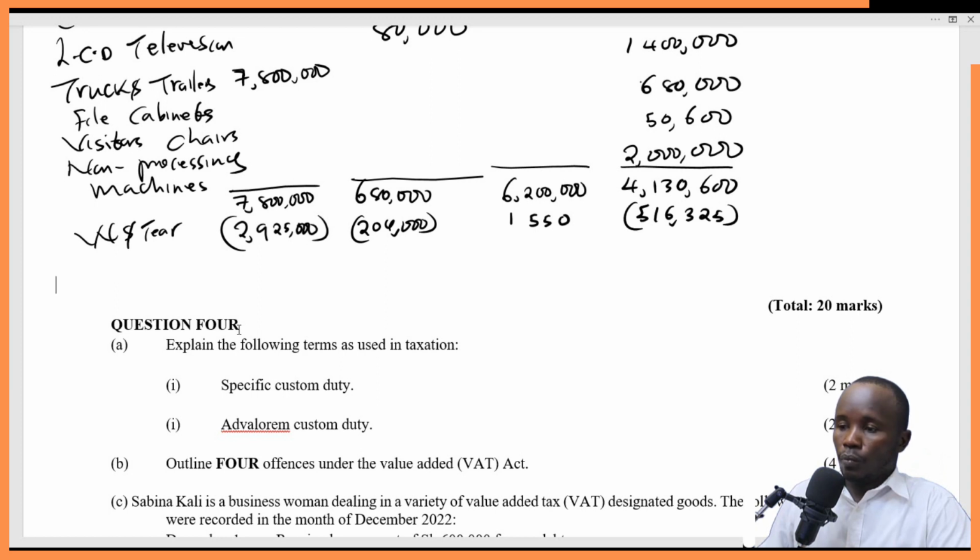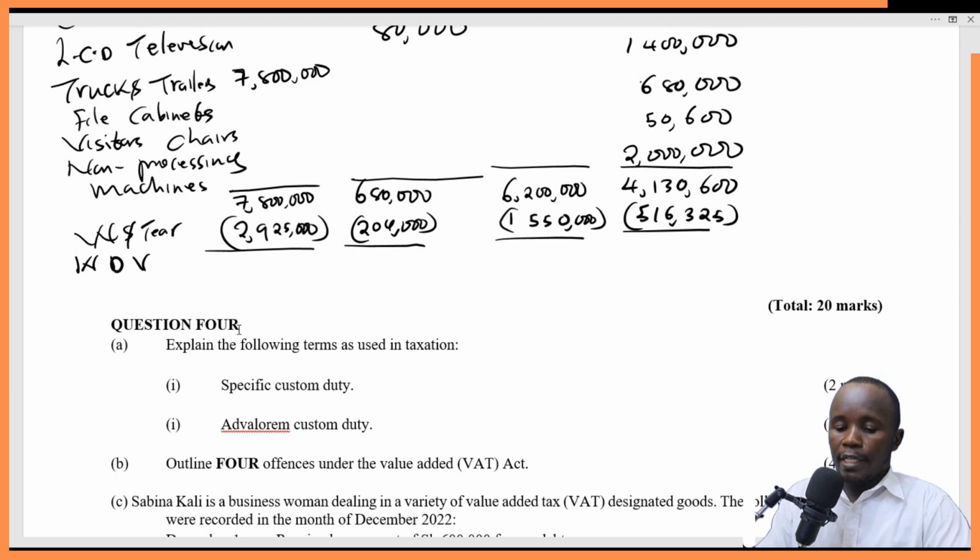Now deduct this, and you have what we are calling written down value. 7,800,000 minus 2,925,000 gives you 4,875,000. 680,000 minus 204,000 gives you 476,000. Then 6.2 million minus 1,550,000 gives you 4,650,000.